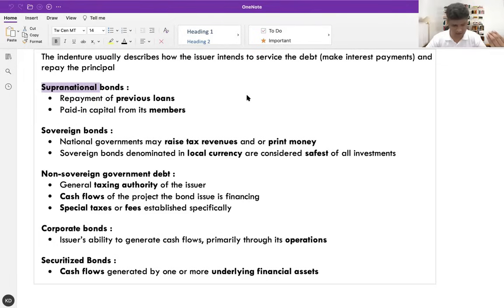Which is the preferred one? Tax revenue. Currencies, right? No. Taxes is the preferred one, but of course it's a hard thing to do. Sovereign bonds denominated in local currency are considered safest. Remember, I told you those bonds which are issued in domestic currency are safest, but not in US dollars, right? So if Indian government issues bonds in US dollar, that's not safe. Why? Because we don't have that magic wand for dollar. We just have that magic wand for Indian rupee. Okay.